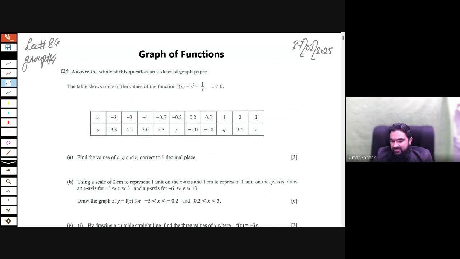You have a first question. The table shows some of the values of the function (x squared minus 1) by x. You have to find the values of p, q, and r. To find the value of p, you need to substitute minus 0.2. So f of minus 0.2 is equal to (0.2 squared minus 1) divided by minus 0.2. Use a calculator and find the value. You have to use a calculator for these questions.